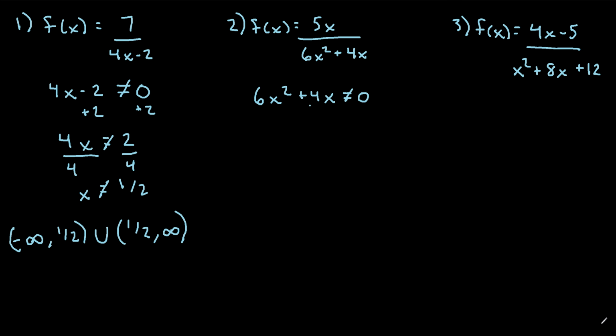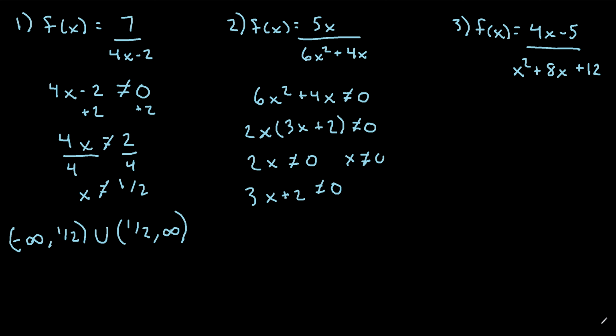So if we look at these two terms, we can say the greatest common factor between them would be a 2x. So we can pull out a 2x, which leaves us with 3x plus 2. And we can say that may not be equal to 0. Now what we can do is set each of these individual terms. So 2x is not allowed to be equal to 0, and 3x plus 2 may not be equal to 0. So in this first one, 2x is not equal to 0, so x may not be equal to 0. Because when x is equal to 0, 0 times 2, that's equal to 0.